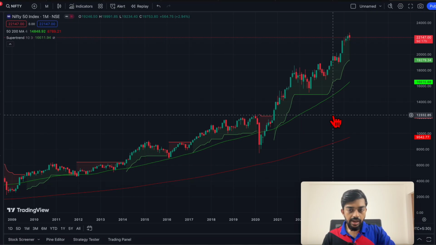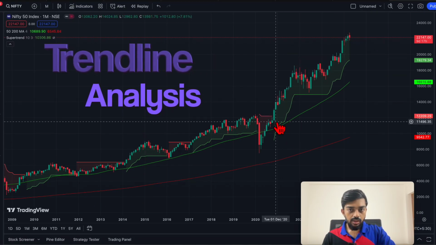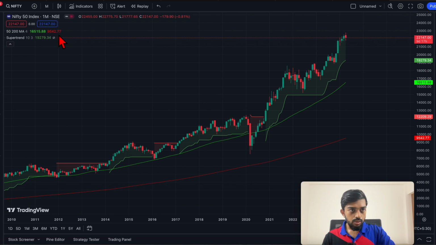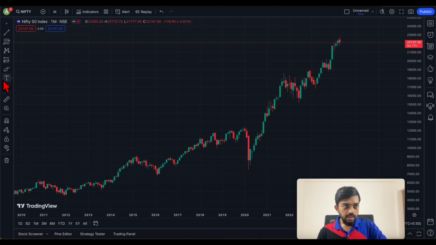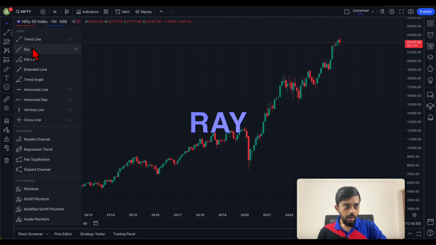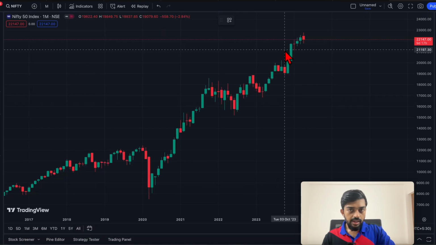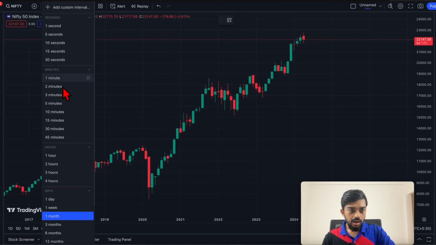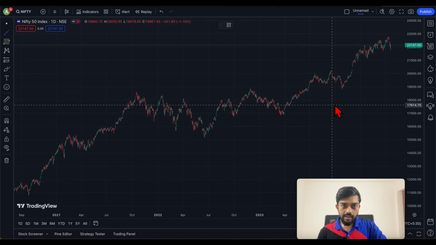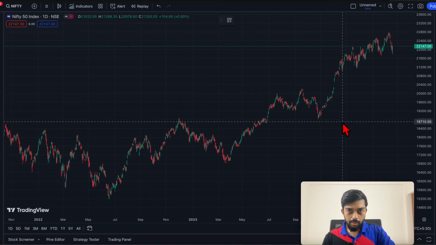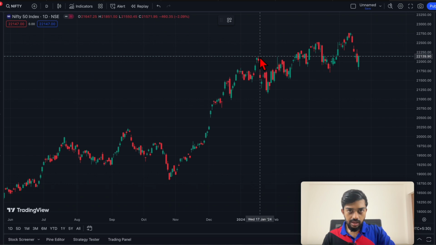So the next indicator is drawing the trend line for the Nifty, for which we will remove these two options. You can go to the left side of this section, click on the top icon and click on the ray option. Just for the sake of drawing the trend line, we will go to the daily chart. Can you spot the trend line here? Okay, it's a bit difficult, but we will identify it using these lines.